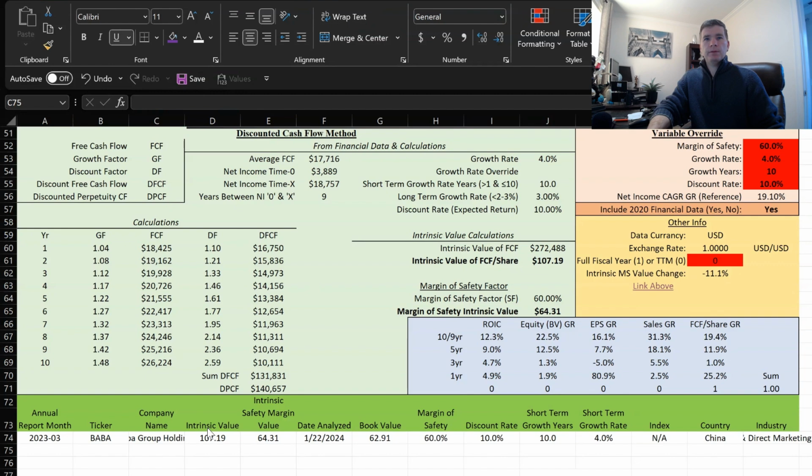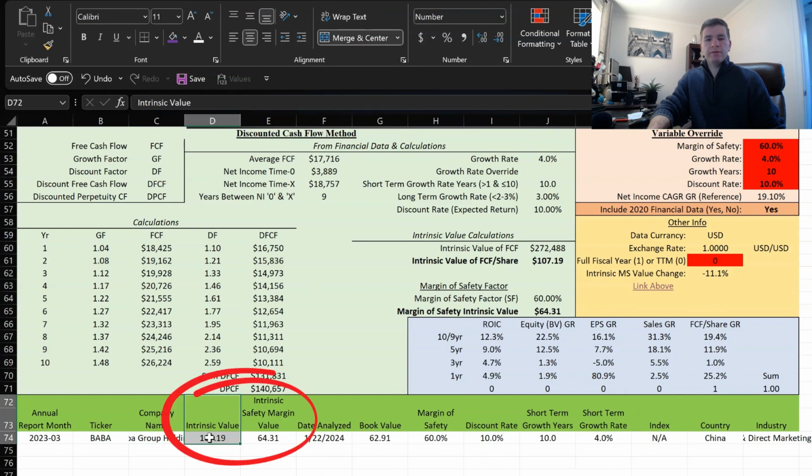Here's the initial setup valuation for Alibaba, and we'll discuss making some modifications to this in a moment. But what I have is an intrinsic value of just over $107, and with a 60% margin of safety, that brings it down to just over $64. Now, the stock is currently trading slightly higher than this at around $70.